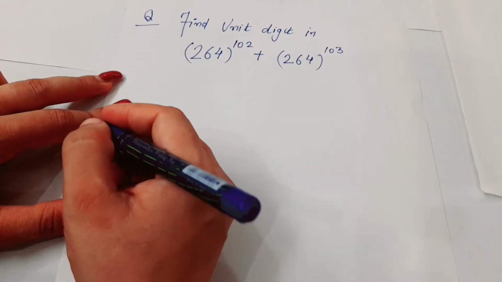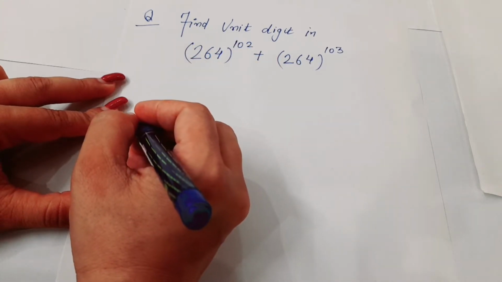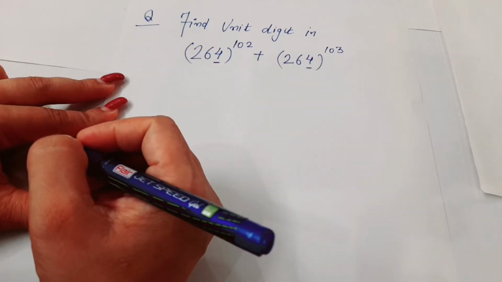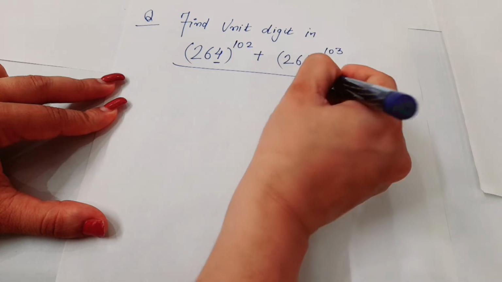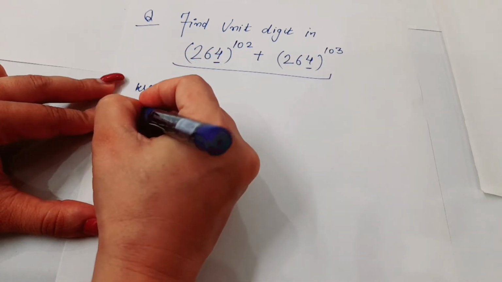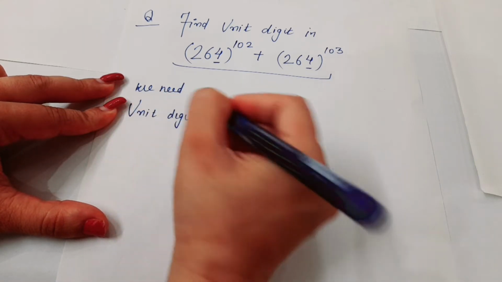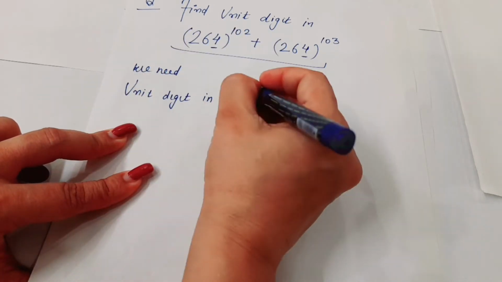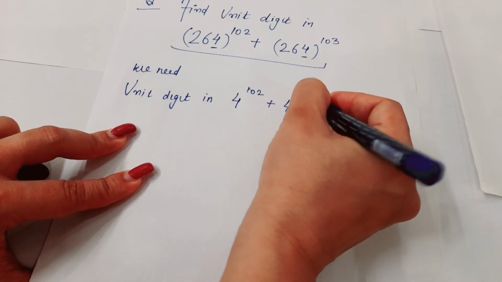So what do we do for finding unit digit? For finding unit digit, we just see the unit digit of these numbers. Okay, for finding unit digit in this sum, we need the unit digit in first is 4 raised to power 102 plus 4 raised to power 103.